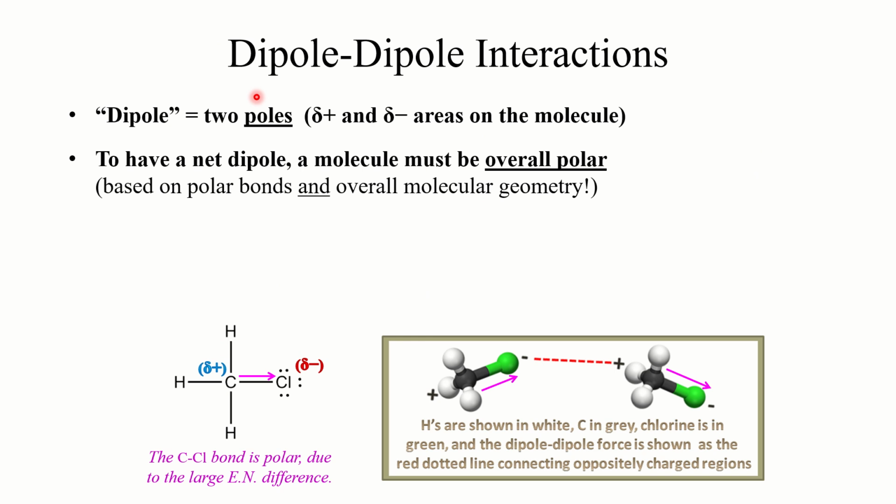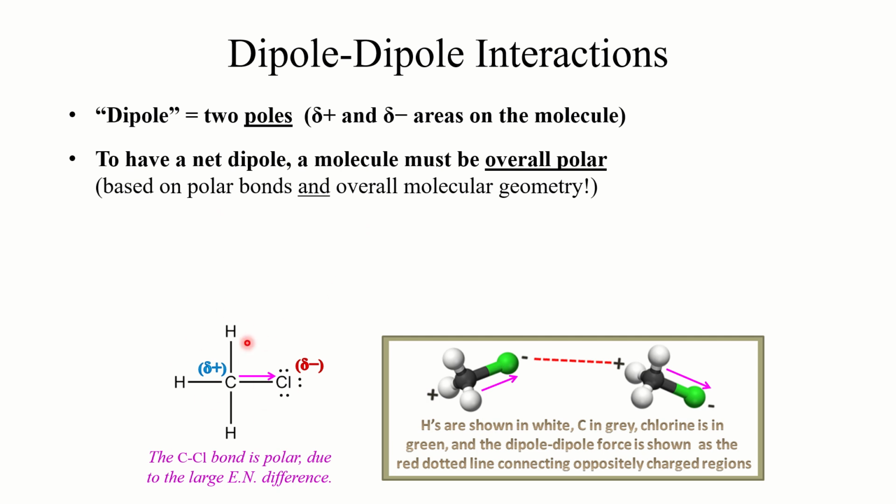All right, dipole again meaning two poles. To have a net dipole and to exhibit dipole-dipole interactions, a molecule must be overall polar. So it's very important you understand how to correctly draw a Lewis structure and then to interpret from VSEPR theory and your general knowledge of electronegativity whether these bonds are polar and, importantly, what the molecular geometry of the molecule is.